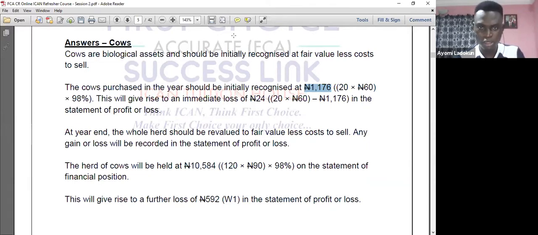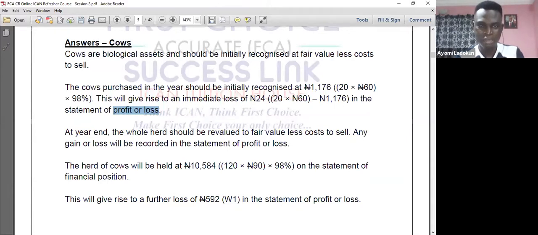Please, where do you credit the loss to? You take the loss to the profit or loss account. What will be the corresponding entry? You debit profit or loss and credit the biological assets. As simple as that.